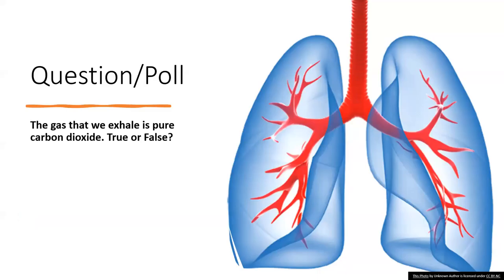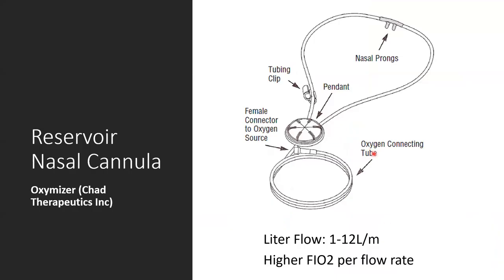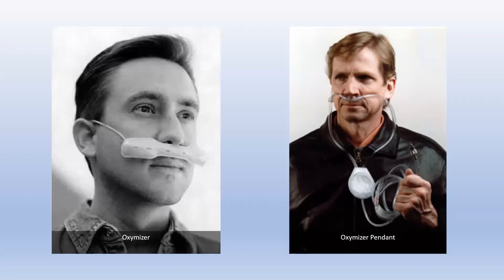So whenever we have an oxygen device known as a reservoir cannula, right over here, as you could see, is an area wherein you try to collect the exhaled oxygen of the patient. So this device is what is known as an oximizer. I don't know if any of you have used this, and it might come like this, wherein the reservoir is going to be here, or a pendant reservoir right over here. How many of you have seen this device? It usually is used by patients with chronic need for oxygen. Has anybody seen this device or used this device?